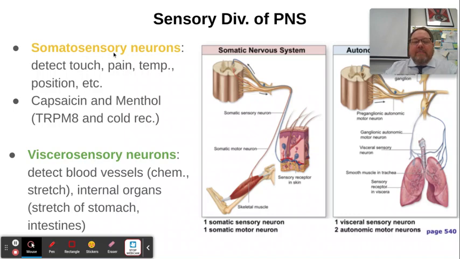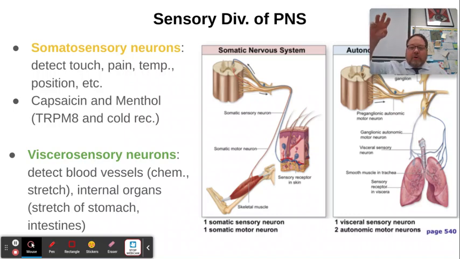Somatosensory, soma means body. So those are detecting all sorts of types of stimuli around the body. It could be pain receptors, temperature receptors, sense of smell, things of that. We have receptors for capsaicin, which is a protein that causes a sense of pain. And menthol actually stimulates cold receptors. So if menthol is used like in minty stuff, it actually stimulates cold receptors, and that's why it feels the way it does. Viscerosensory is more about what's going on inside, like gut stuff.